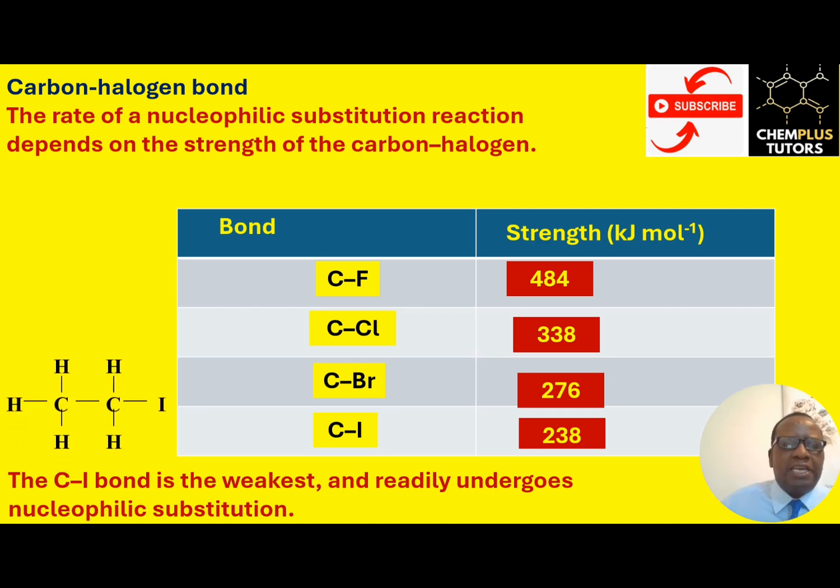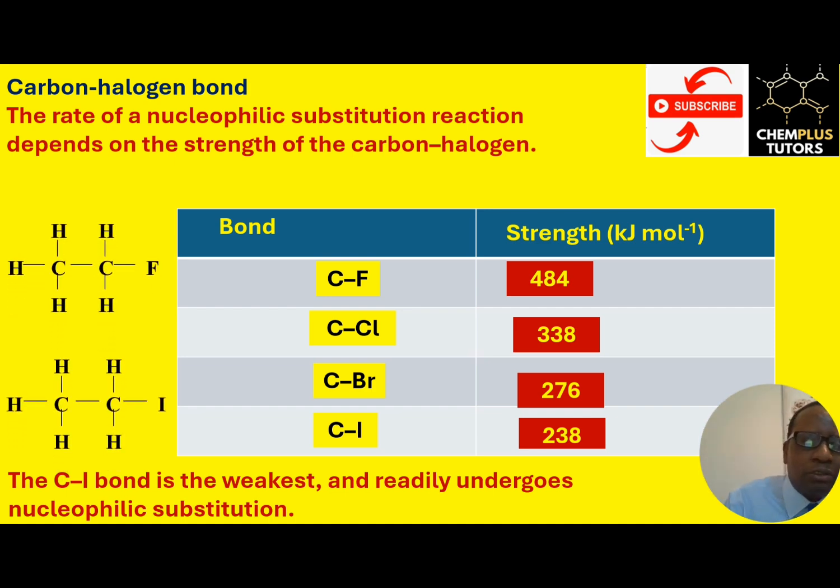So what we are saying here is, if we've got those two compounds, the C–I bond will undergo nucleophilic substitution much easier than the fluoroethane, because this bond here is weaker. This bond here is easier to break. So ease of hydrolysis increases, ease of breaking down those bonds increases as you go down the group.